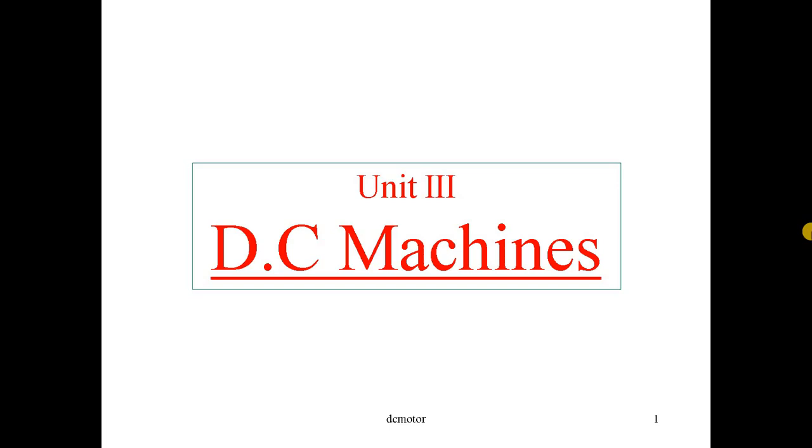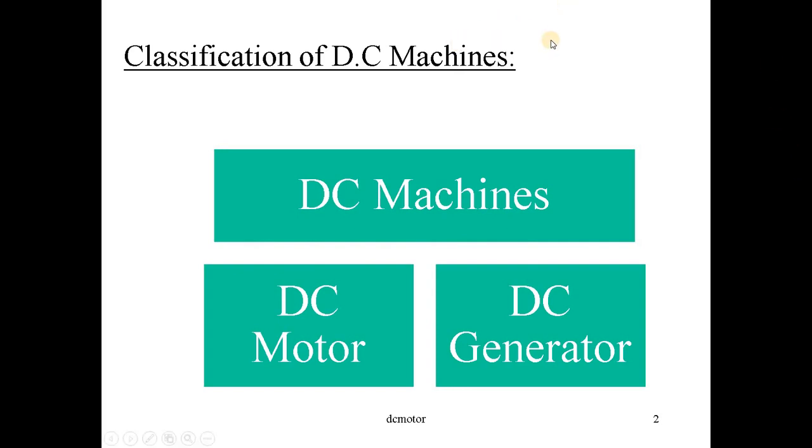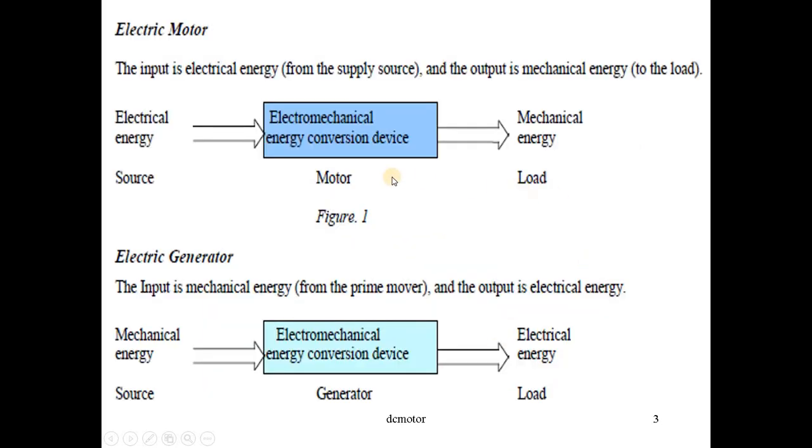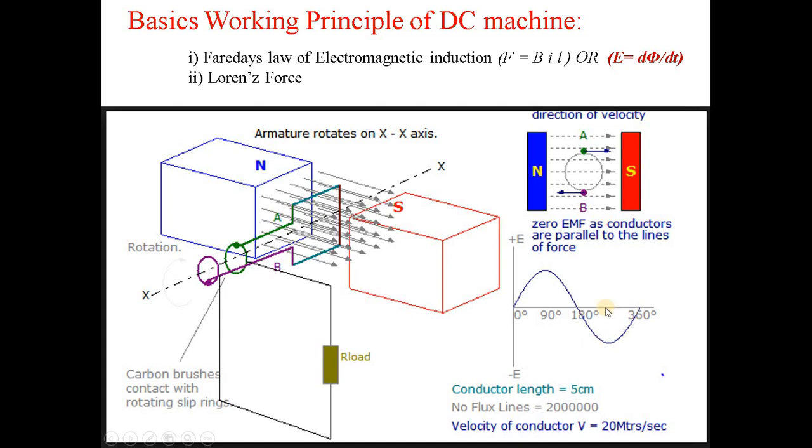In this session, we'll study DC machines. As far as classification of DC machine is concerned, DC machine is divided into DC motor and DC generator. DC motor, or electric motor, will convert electrical energy into mechanical energy through an electromechanical energy conversion device. Similarly, an electric generator converts mechanical energy into electrical energy through an electromechanical energy conversion device.